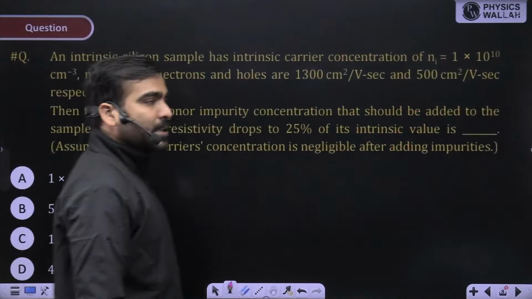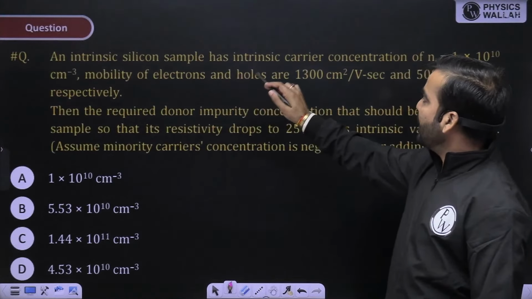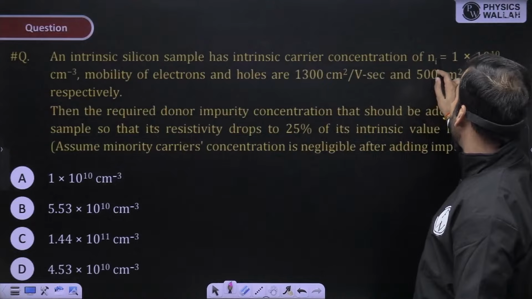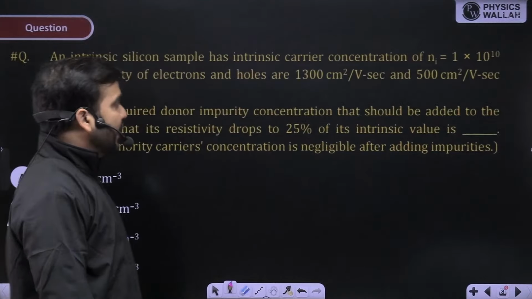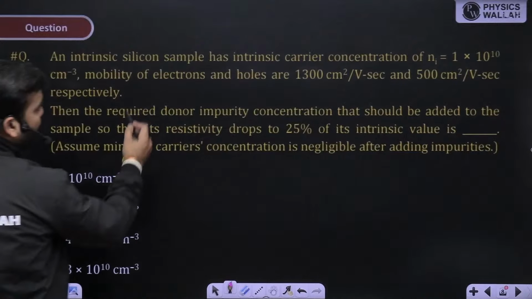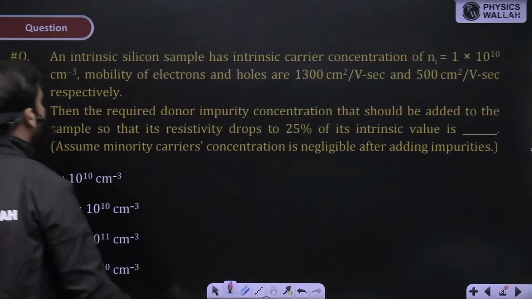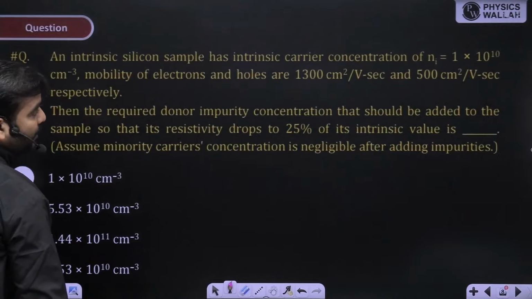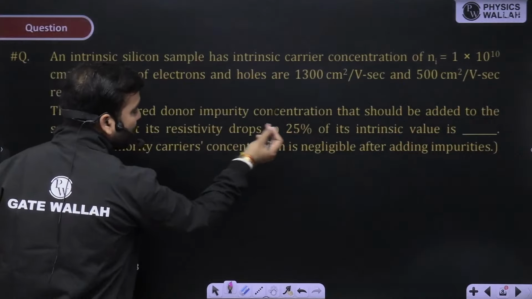Okay, now see, this is the next question. An intrinsic silicon sample has intrinsic carrier concentration of Ni equals 1 into 10 to power 10 per centimeter cube. Intrinsic carrier concentration is given. Mobility of electrons and holes are 1300 and 500 per centimeter square per volt second respectively. Then the required donor impurity concentration.